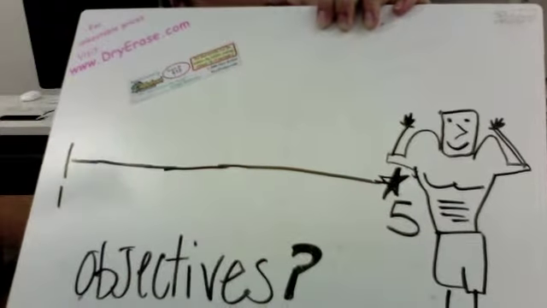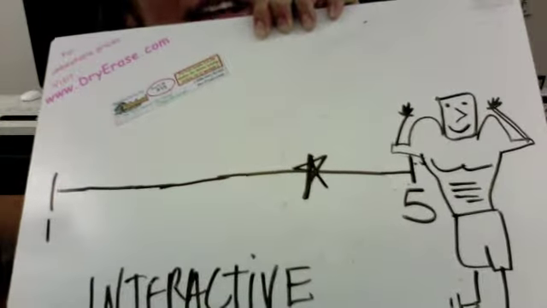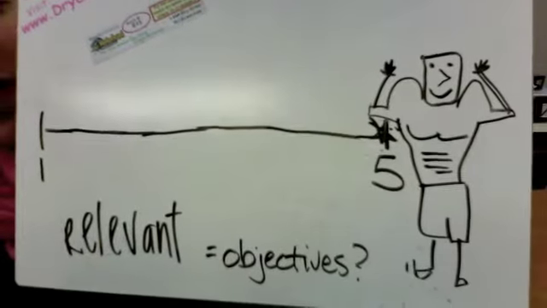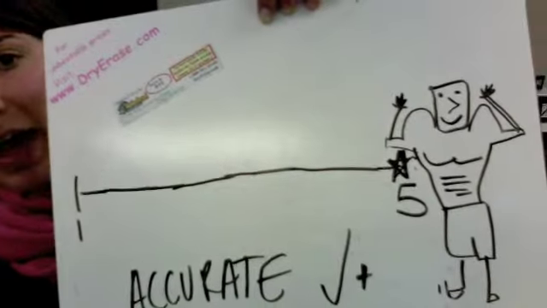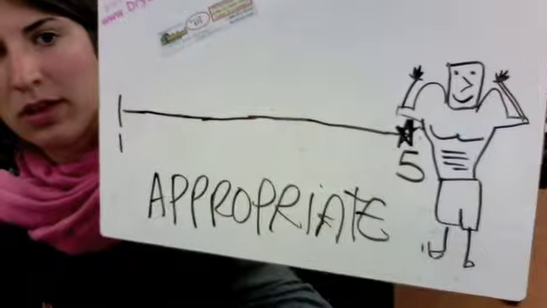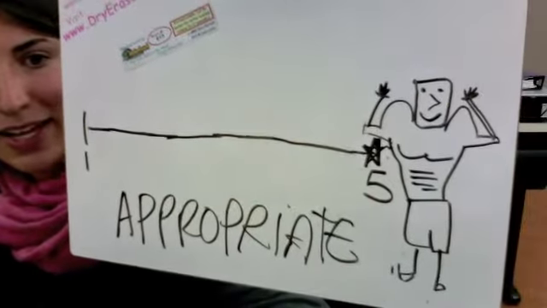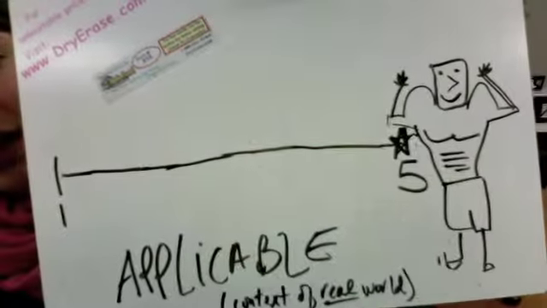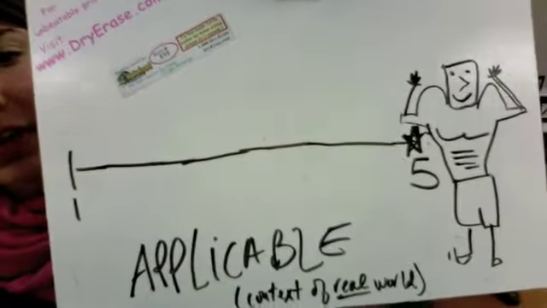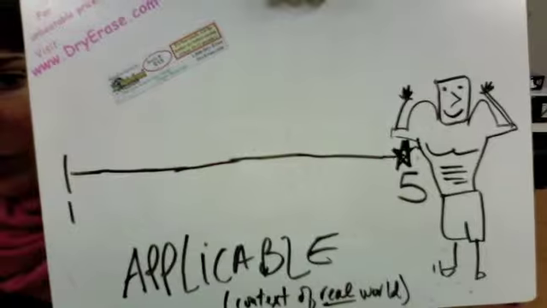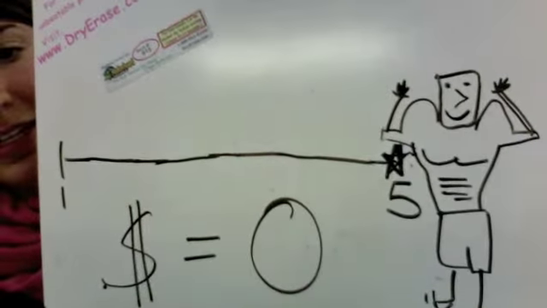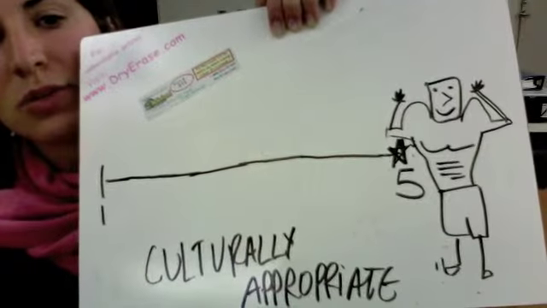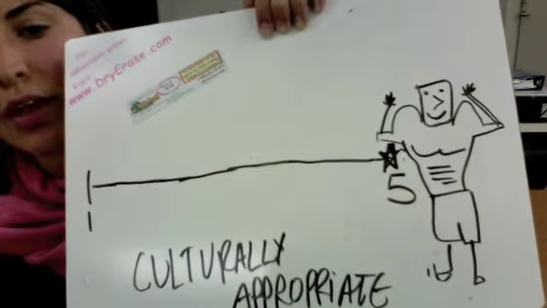For objectives met, we get a 5. Interactive gets a 4. So relevant is the same as objectives to me, and I give it a 5. It gets a 5 for accuracy, and as is published by PBS, is totally appropriate. And this ELR is completely applicable as it is already given in the context of the kitchen or the real world. It gets a 5 for cost, as it is free. It's also completely culturally appropriate.